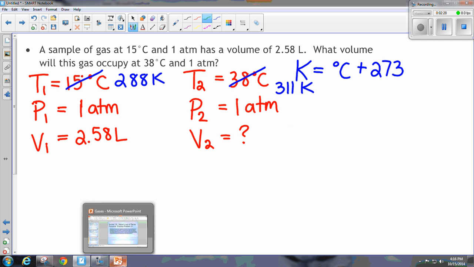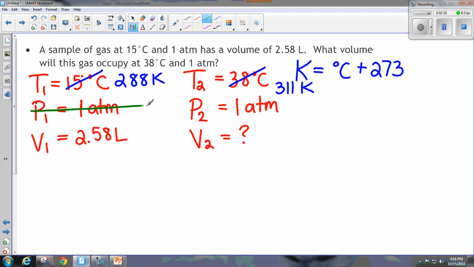Okay, so we can see here that the pressures didn't really change. And we're not really interested in those. Those are constant. So there's no change in pressure. That means there's going to be no change in volume as a result of the pressure. The only change in volume that occurs is going to be because of the temperature. So we're really dealing with Charles' law.